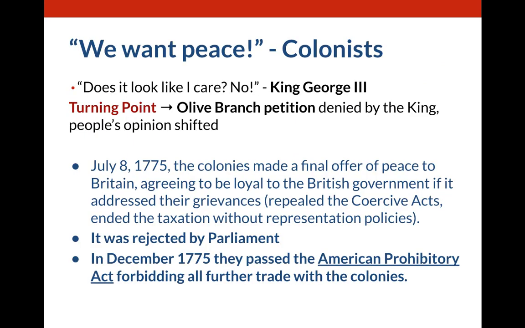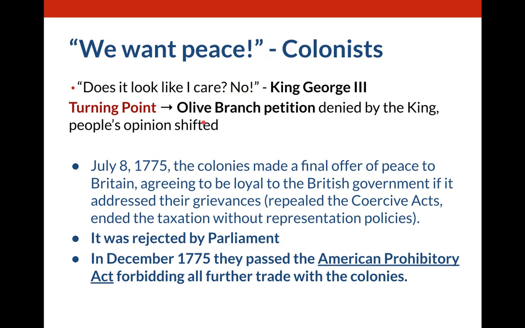Something huge happens at this meeting. So we write something called the Olive Branch Petition. Olive branch is a symbol of peace. So the colonists say to King George III, "We want peace." And King George says, "Does it look like I care?" No. That is not a direct quote. Do not quote me on that. But this is the general idea of what's happening.